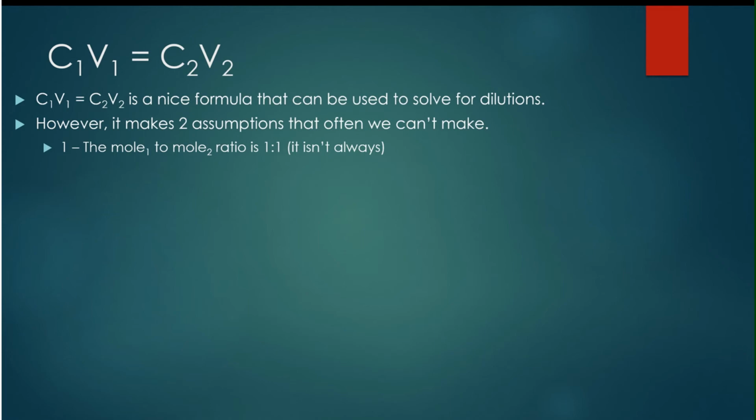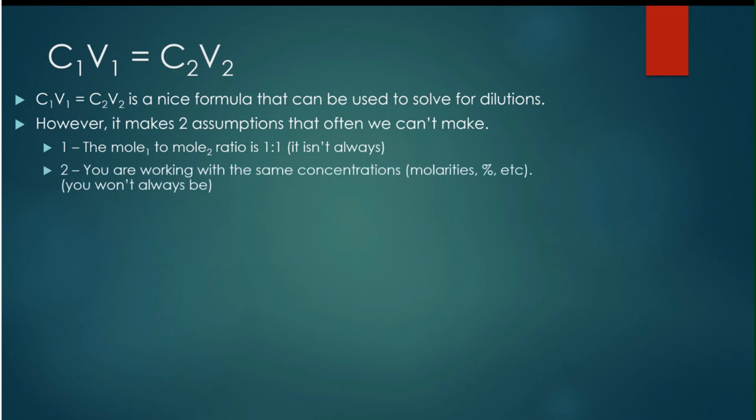First of all, the C1V1 equals C2V2 always assumes that your mole 1 to mole 2 ratio is 1 to 1, and it isn't. If you're looking at a balanced chemical equation, you might have 2 moles of A and only 1 mole of B, and then the C1V1 equals C2V2 falls apart. The second assumption that it makes is that you're going from one concentration to the same concentration, from molarity to molarity, or from percentage to percentage. But you won't always be.